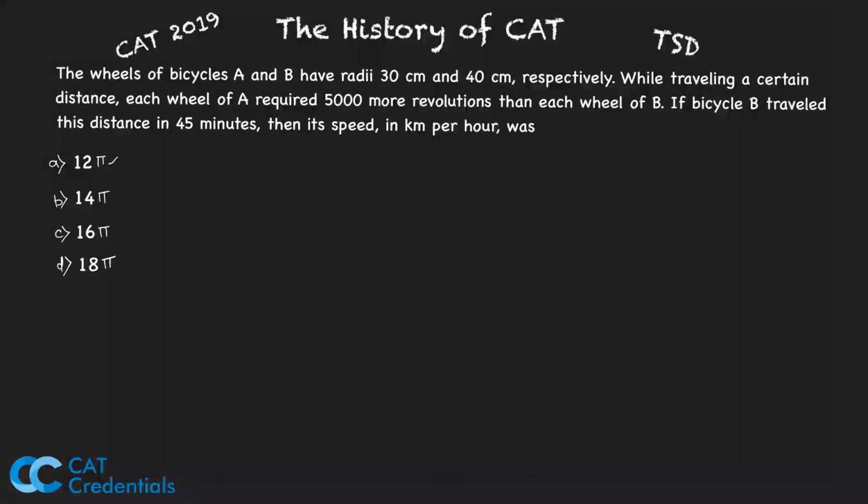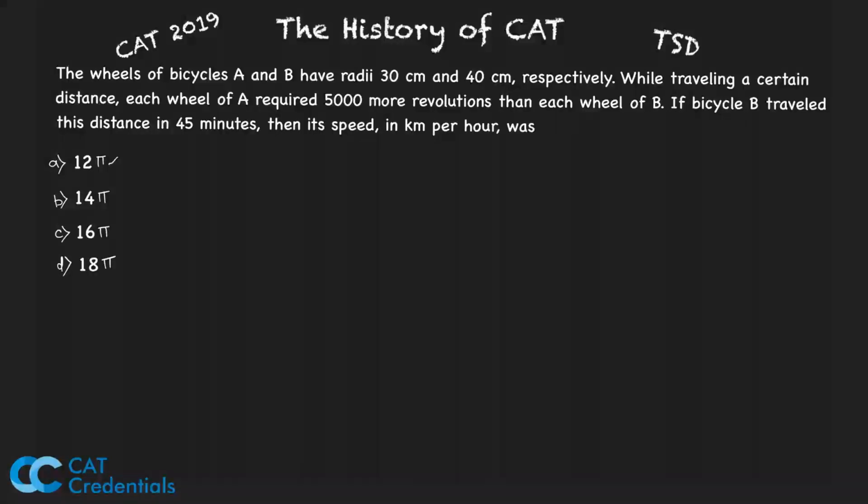Hello everyone. Let's solve a problem on time speed distance which appeared in CAT 2019. Let's see what the problem is saying here. The wheels of the bicycle A and B have radii of 30 cm and 40 cm respectively. So A is 30 and B is 40. While traveling a certain distance, each wheel of A required 5000 more revolutions than each wheel of B.